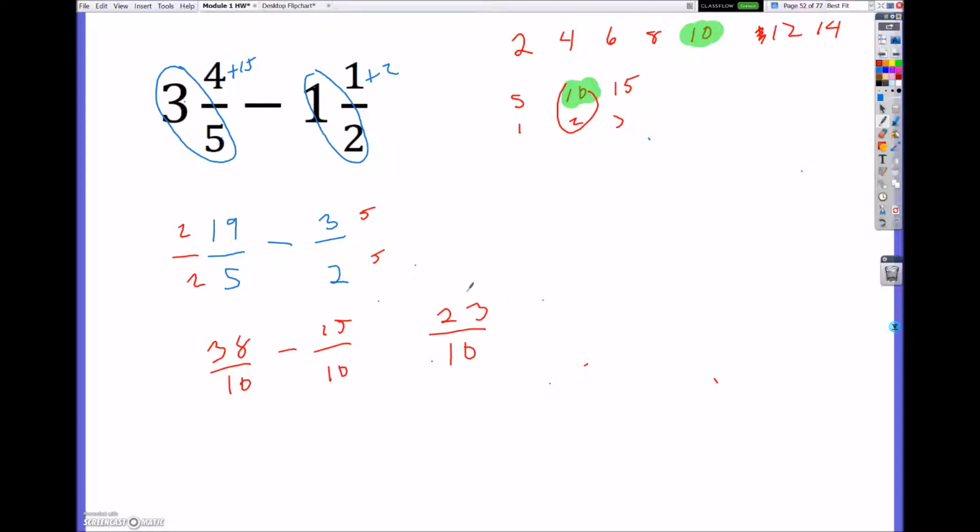Now I highly suggest just leaving it right here. You could turn this into 2 3/10, but I recommend just leaving it as 23 over 10 because that's 100% correct. You do want to check though if you can reduce it at all, but in this instance you cannot.